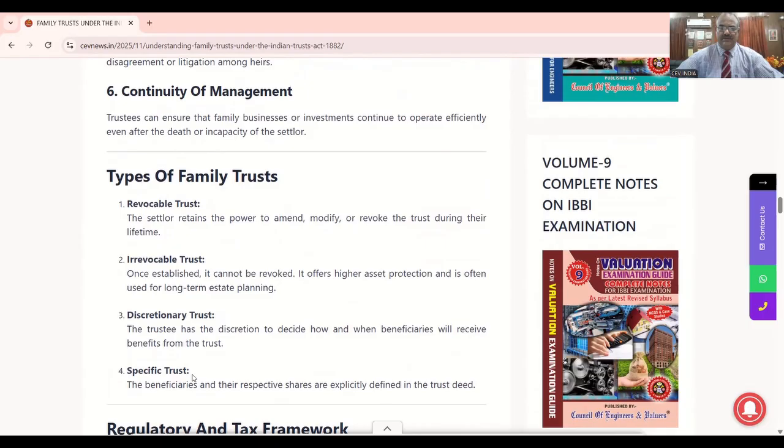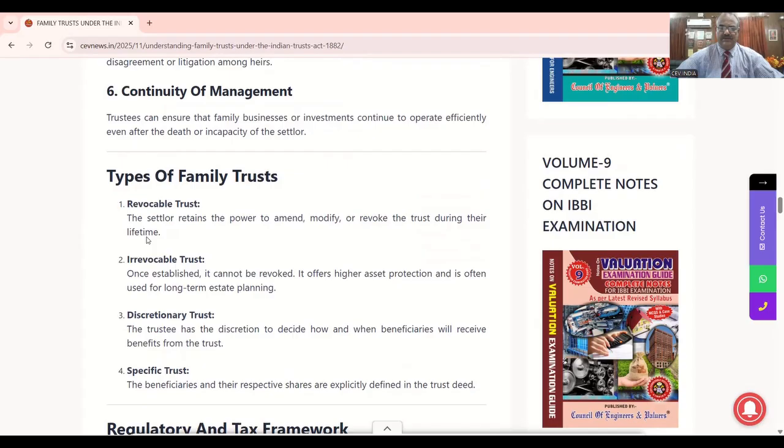Point number one, the type number one is revocable trust. The settlor retains the power to amend, modify or revoke the trust during their lifetime. रिवोकेबल ट्रस्ट में क्या होता है, सेटलर के पास पावर होती है, वो कभी भी उसको अमेंड कर सकता है, मॉडिफाई कर सकता है, रिवोक कर सकता है उस ट्रस्ट को अपने लाइफ टाइम के बीच में. इट इज जस्ट लाइक अ विल.